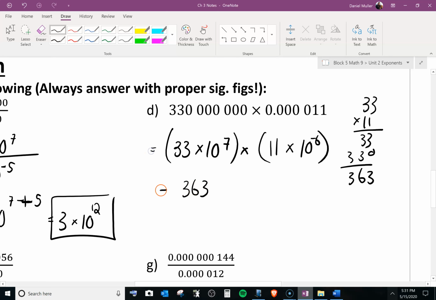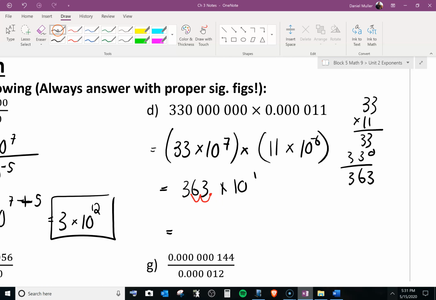I had no idea what that was. And then the exponent laws say when you multiply and the bases are the same, you can add. So 7 plus 6 is 1. Now, 363, too big of a number. I need to move the decimal place. So the decimal place is at the end. So I'll move it over.